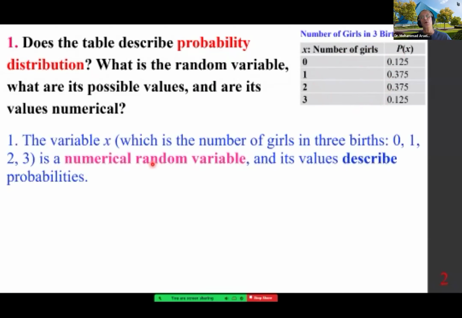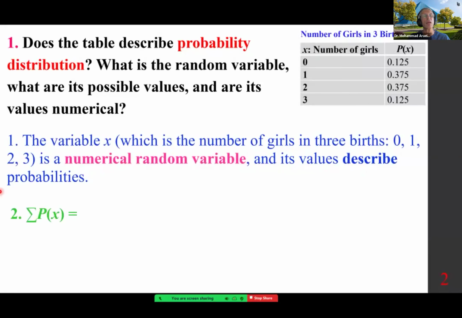All right, here's how we know it is a probability distribution or not. The variable X, in this case, which is the number of gears in 3 pairs, namely 0, 1, 2, and 3, is a numerical random variable. So it has to be a numerical random variable, and it is. And its values describe probabilities. So that's one characteristic that works.